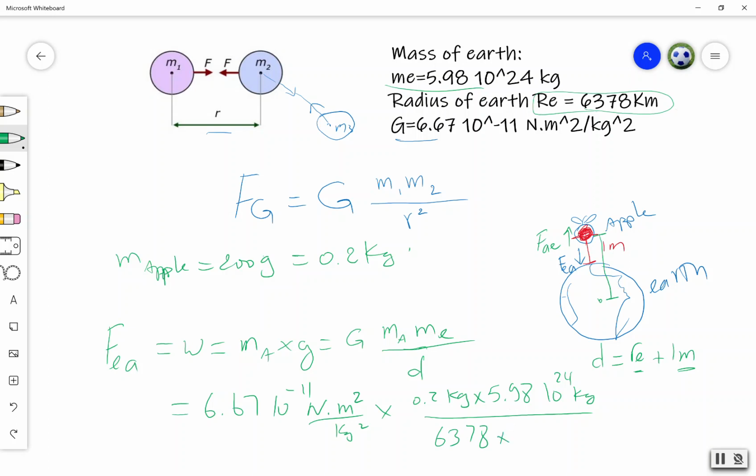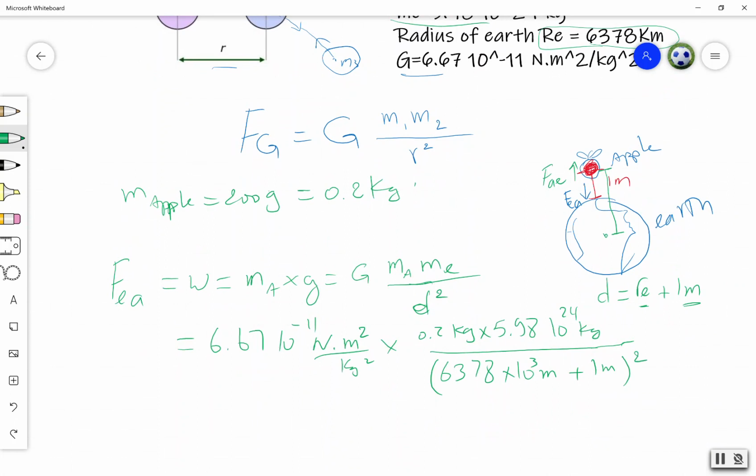So if we multiply by 10 to the power 3, it will be in meters. Here is the radius squared plus the height, which is 1 meter. We said the apple is 1 meter from the surface of the Earth, so the total distance is the radius plus the height. You see this number, 1 meter, is very small compared to the other number, so basically we're just going to ignore it. And here is the square. Let's do this calculation here.